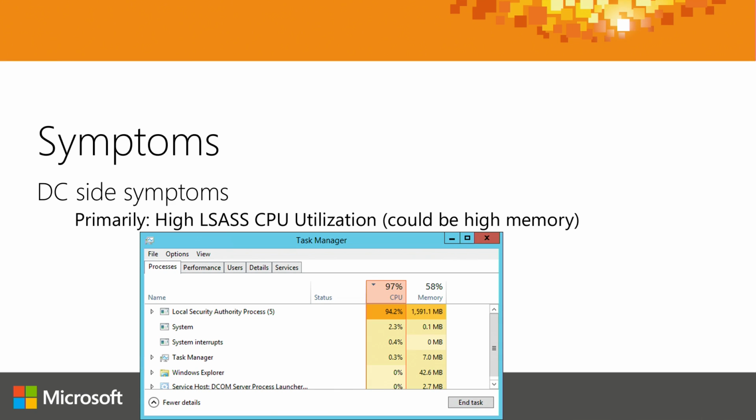Generically, a domain controller is optimized for reads from the database. What we'll try to do is cache as much of the contents of the database into memory as we can, so that when more searches come along, we can satisfy those search requests through our cache in memory versus having to go to disk, which is a much slower operation. So this memory number, just because it's high and it's a large amount, doesn't necessarily indicate a problem.